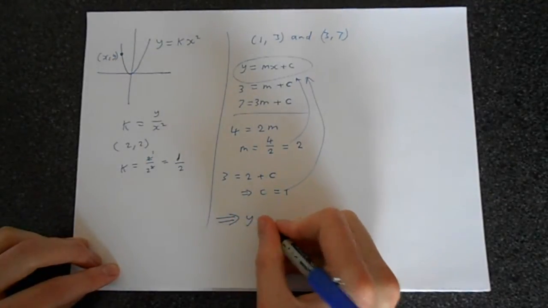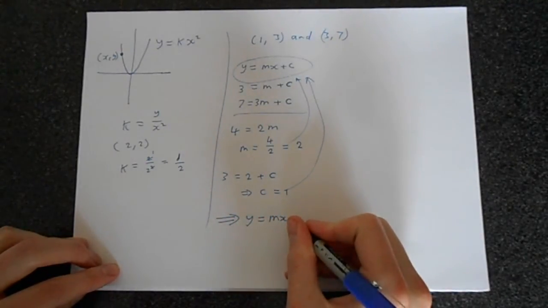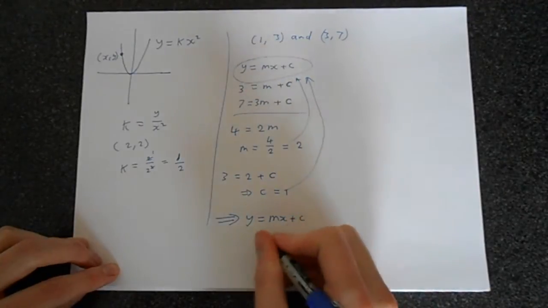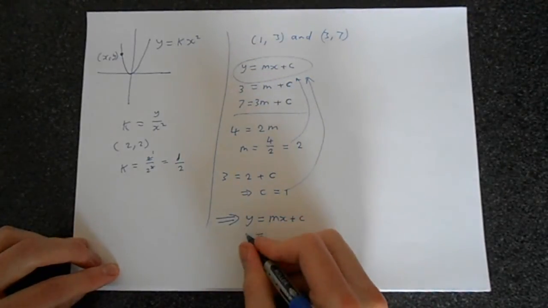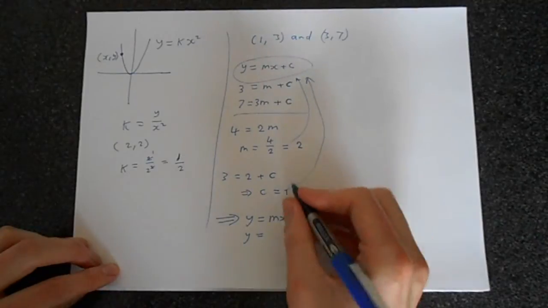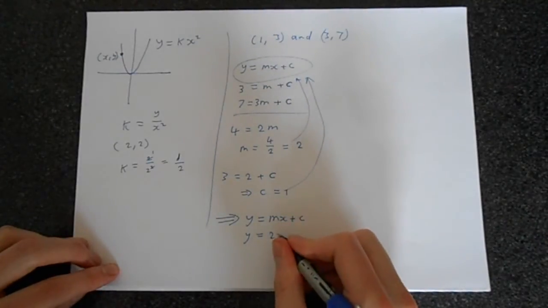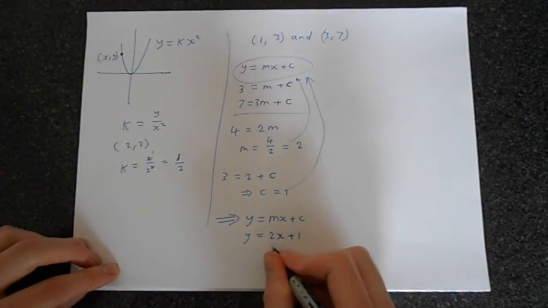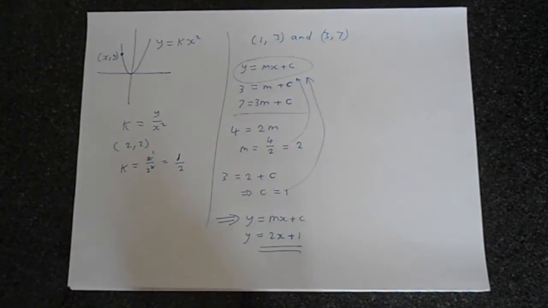That gives us the equation y = mx + c, sorry, that's the form, and so y equals, substituting, we get 2x + 1, and that's our equation. And we might as well do this for completeness.